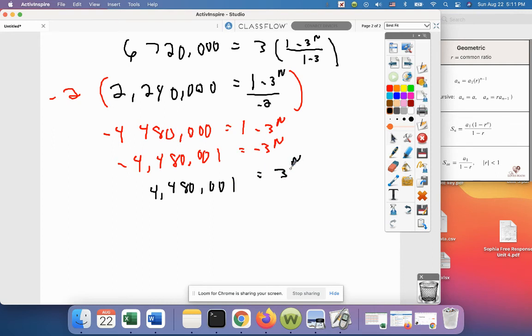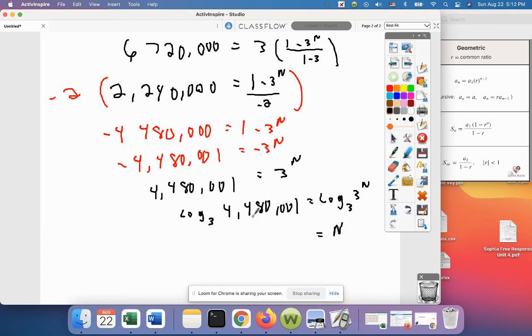Several ways to solve this, depending on how you think about it. I like taking the log base 3 of both sides. So I'm going to say log base 3 of 4,480,001 equals log base 3 of 3 to the n. Well, this is nice. On the right side, that just cancels, log base 3, same base. That was the whole point of doing that. So you have n is equal to this.